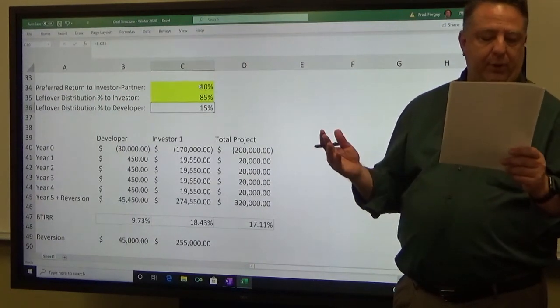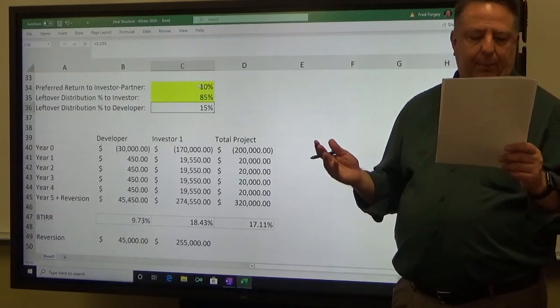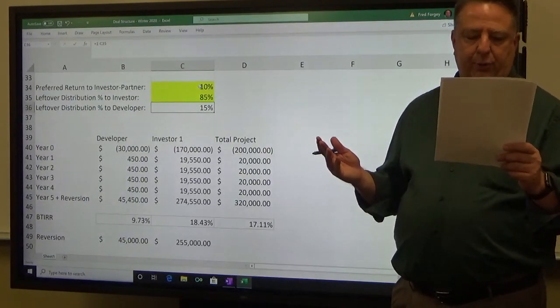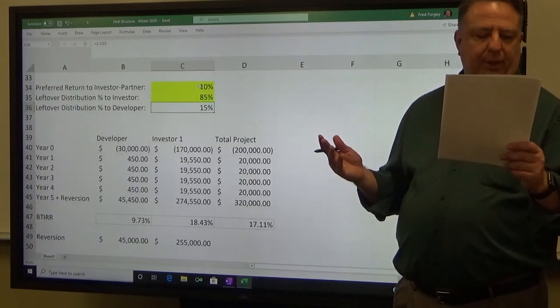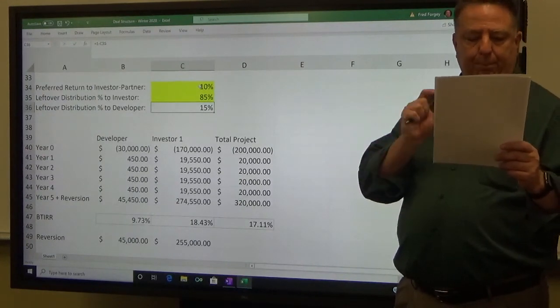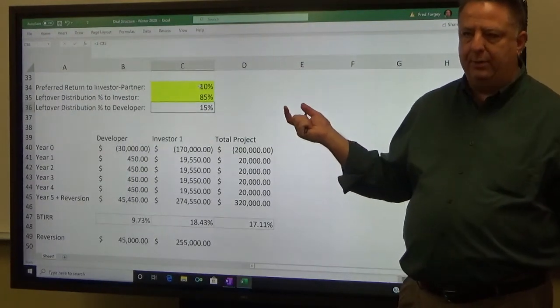For example, in this question, I'll read you the question that I asked. I'm not going to read you the numbers, but: calculate the developer partners' and the investor partners' before-tax internal rate of return on this deal structure. Assume that they both have a hurdle rate of blank percent. Did they meet or exceed their hurdle rates?